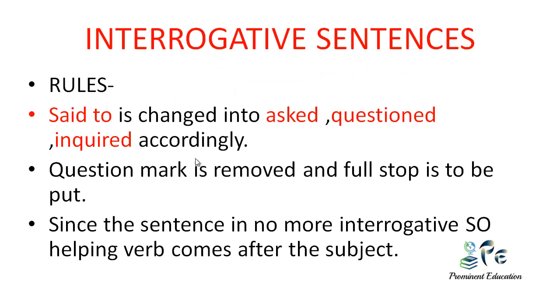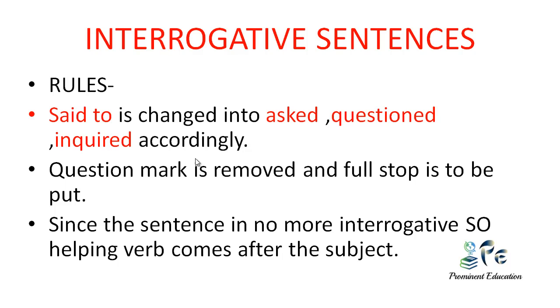Now interrogative sentences. What are the rules? Said to is changed into asked, questioned, inquired. I just want to tell you one thing, whatever rules you are going to study are not binding. What does it mean? You will always have to look through the options given. The reporting verb said to is changed into asked, questioned, or inquired. It would be according to your options. Said to will change into asked sometimes, questioned sometimes, inquired sometimes. Now the question mark is removed and a full stop is put.